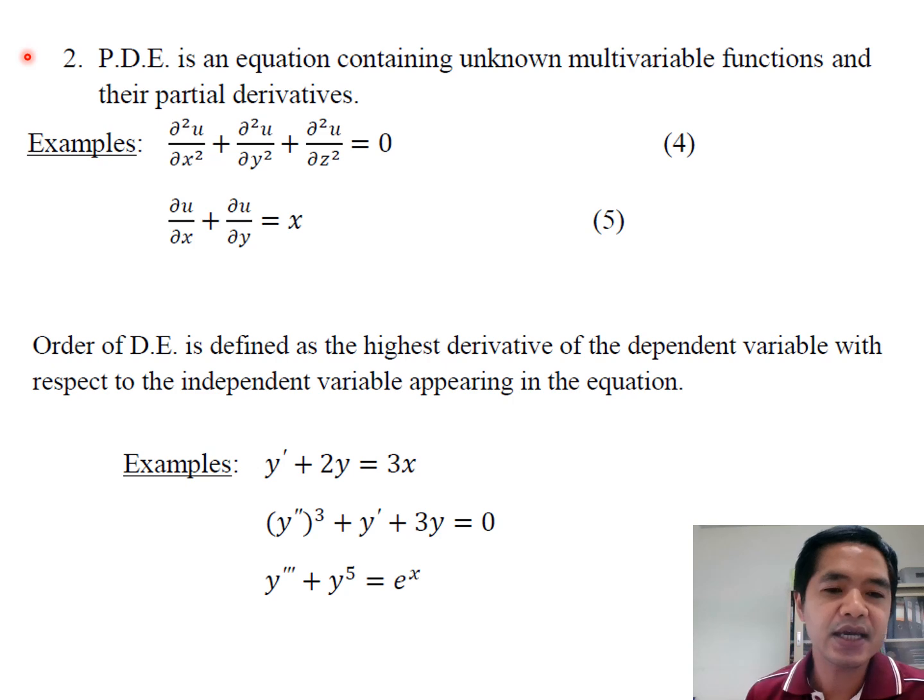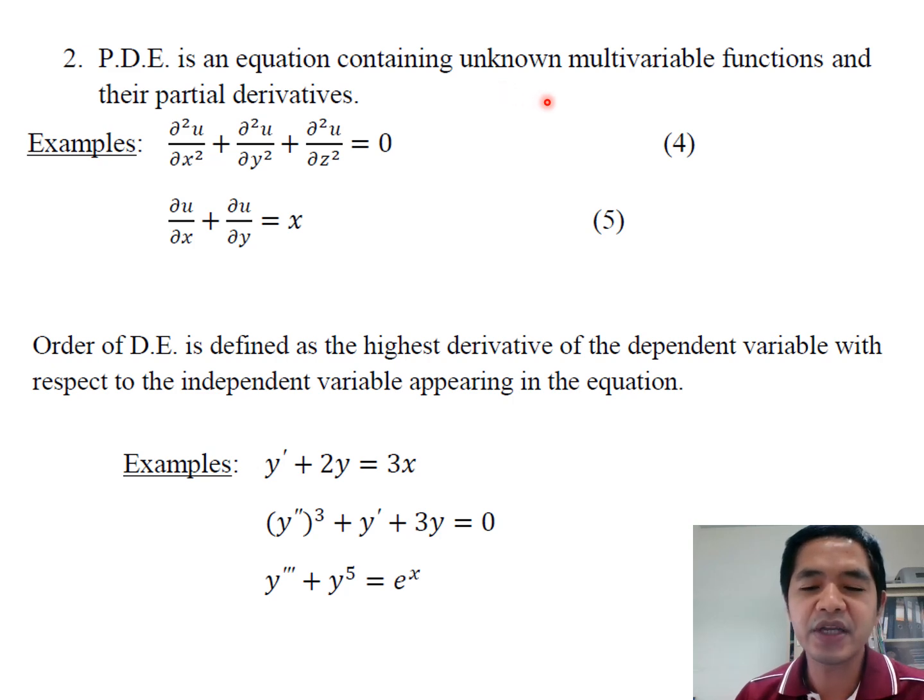Now let's take a look at examples of PDE. PDE means an equation that contains unknown multivariable functions and their partial derivatives. When you compare ODE with PDE, for the ODE we have only one dependent variable and one independent variable. For PDE we have two or three or more independent variables, which means we have a multivariable function.